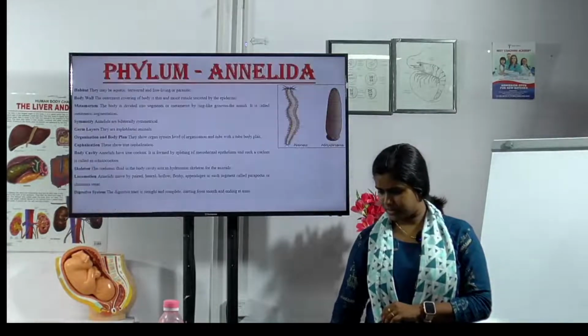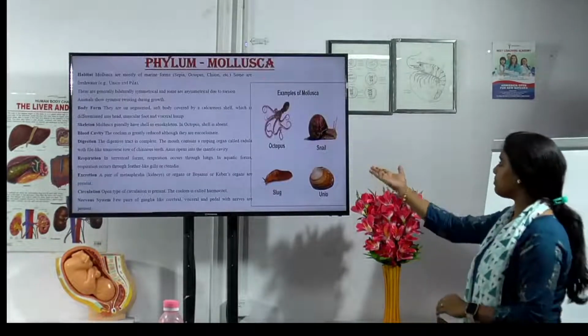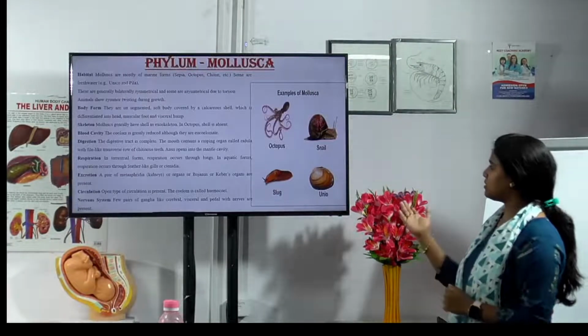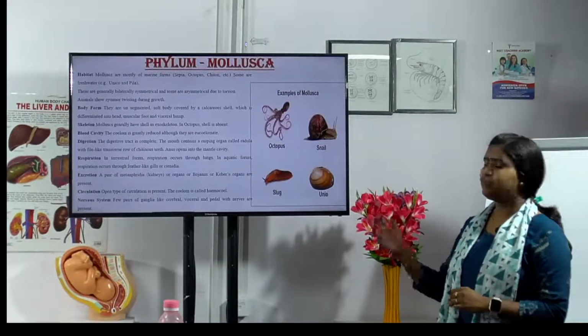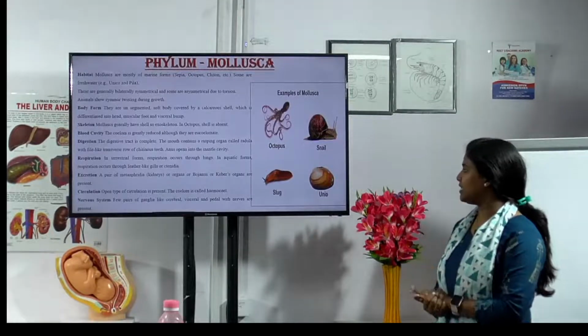Annelida. Okay, yes. First closed circulatory system, yes, okay. And here excretion and circulation. Nervous system: they have a few pairs of ganglia like cerebral, visceral and pedal, with nerves present.